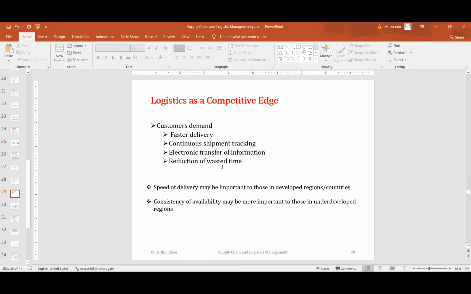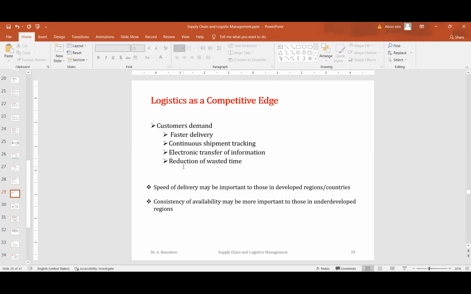Continuous shipment tracking. Customers should be able to track their order's current status. I placed the order yesterday, what is my order's current status? Where is my package? Whether it is with a particular organization, or with a distributor, or with a channel partner, or with any other intermediate handling organizations. They should be able to check its tracking: continuous shipment tracking.